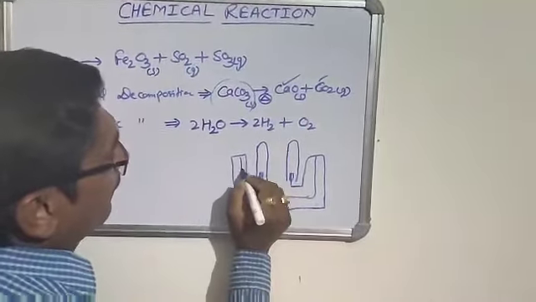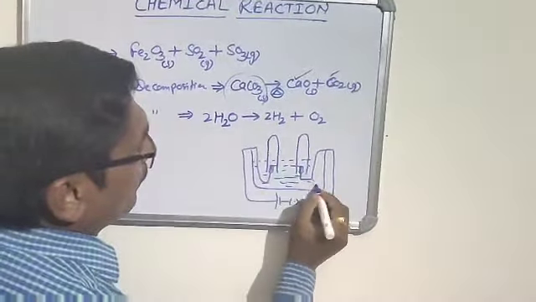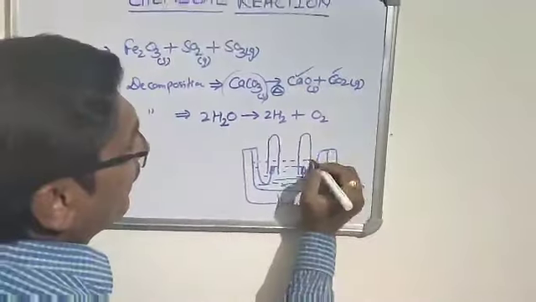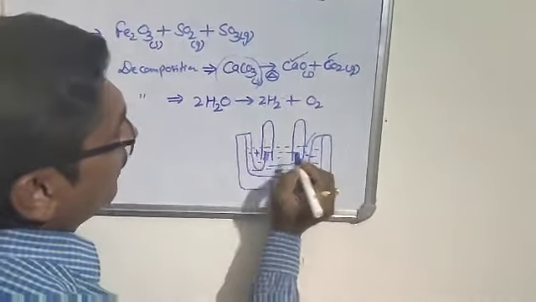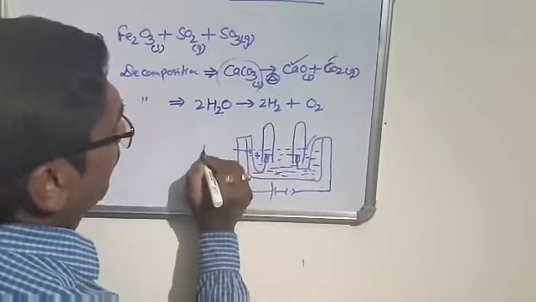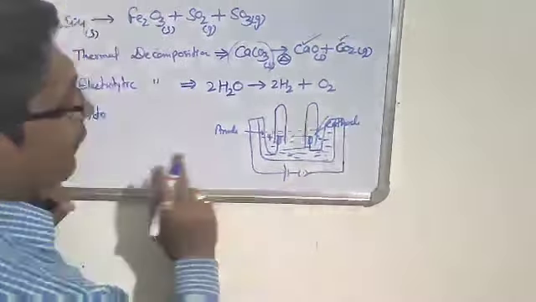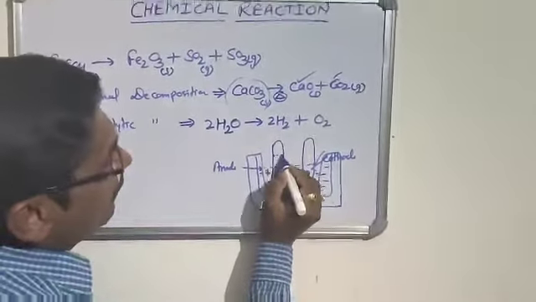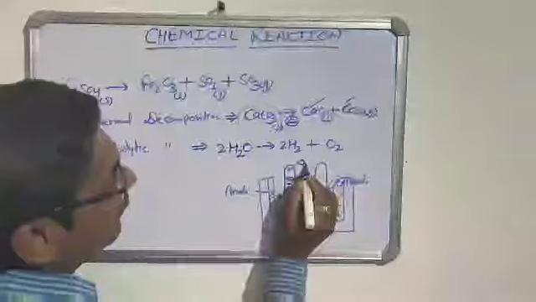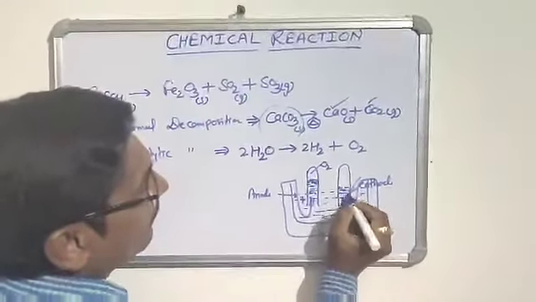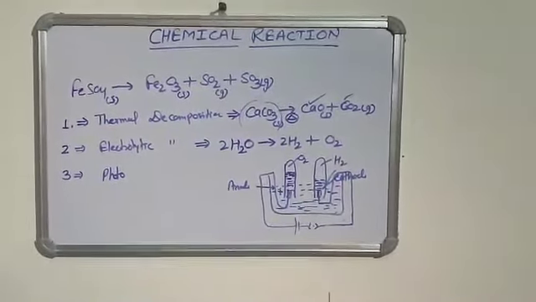When we pass current in water mixed with one or two drops of concentrated H2SO4, we get oxygen and hydrogen. This is the positive electrode, the anode, and this is the negative electrode, the cathode. Oxygen is stored in this container and hydrogen is stored in this one. This is an example of electrolytic decomposition.